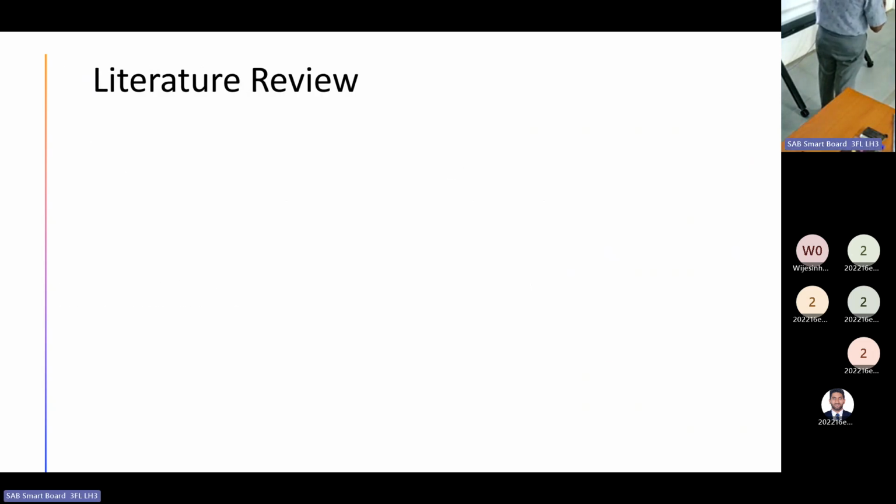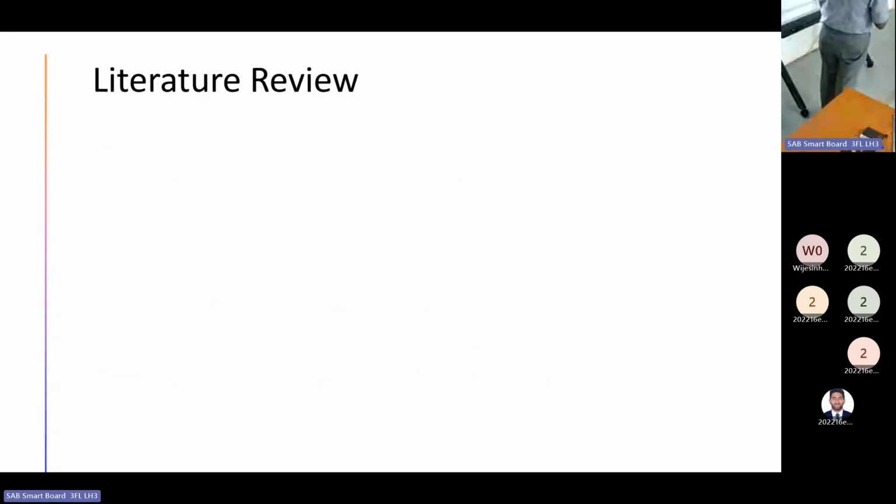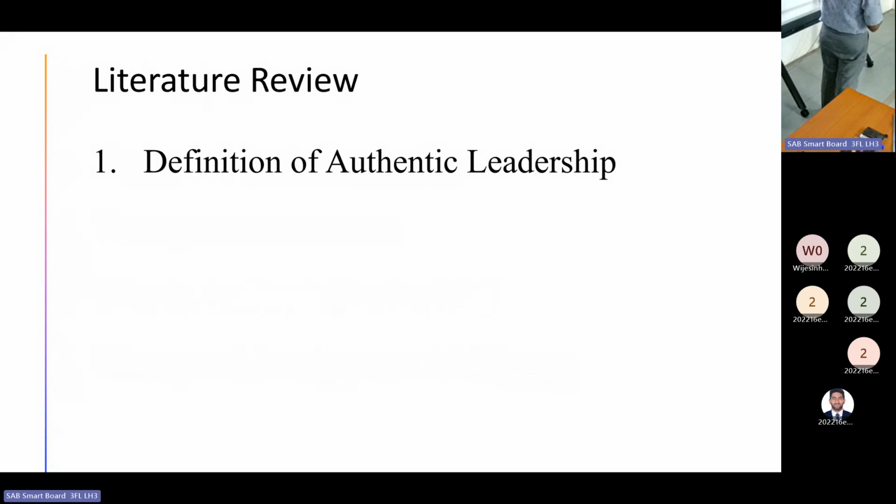Okay, it's a heading. I said what is the topic? Authentic leadership theme. What is authentic leadership? The history of the development of authentic leadership theory. What is the literature? From the literature, you can see the definition. What is authentic? True to yourself. Make a note. Did you study authentic leadership in company failure, the audit, governance? No?